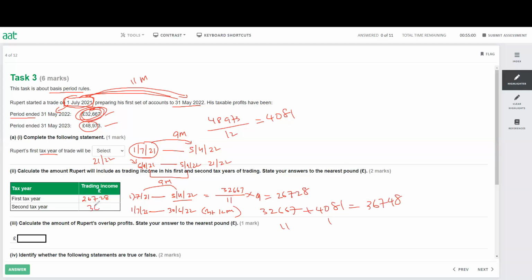So 36,748. So that's my second tax year, the first 12 months from the day I start the business. The next question is asking for the overlap profit.